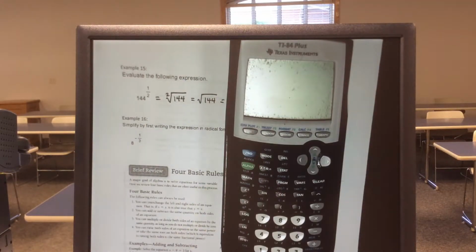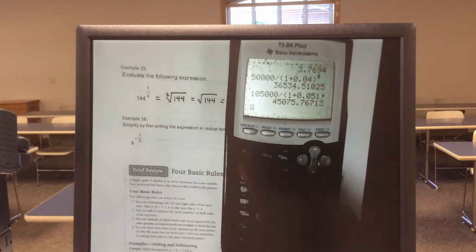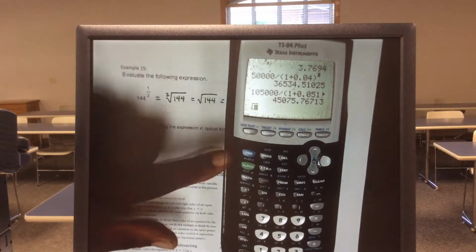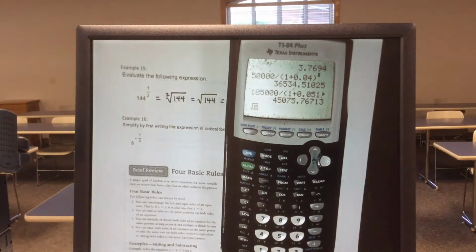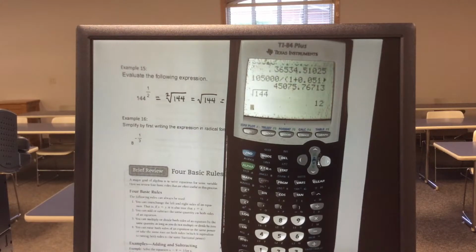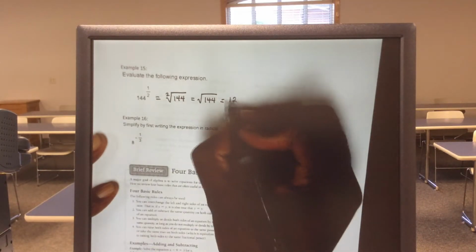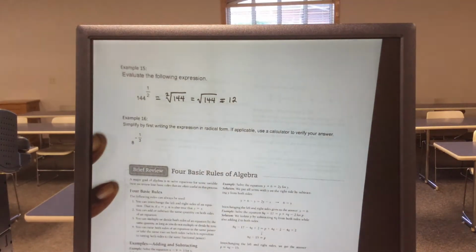And to do the square root of 144 on the calculator, you do second x squared. Second and x squared will give you the square root, and then 144. And then hit enter, and that will give you 12. So 144 to the 1/2 power would be 12.